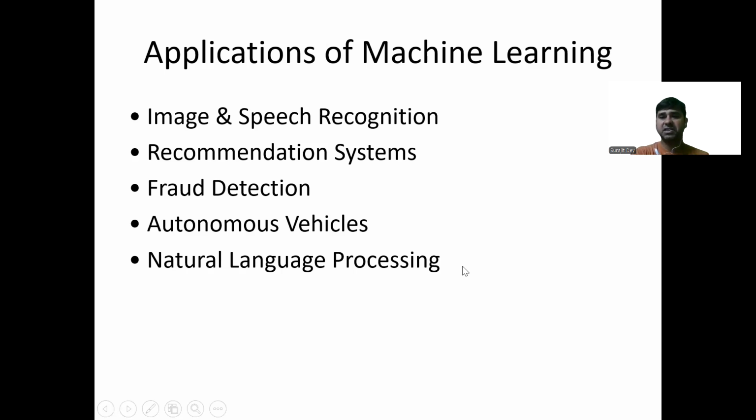Now, applications of machine learning. These are the areas where you can apply your machine learning models: image and speech recognition, recommendation systems, fraud detection, autonomous vehicles, natural language processing. For example, in recommendation systems, after logging into Netflix, some movies will be recommended by the system itself based on your choice.